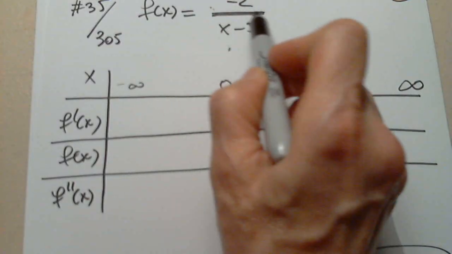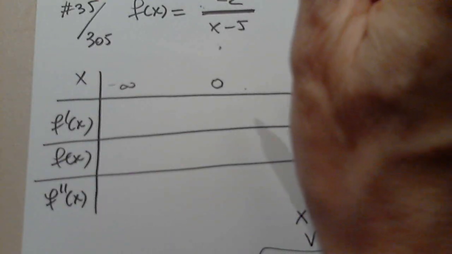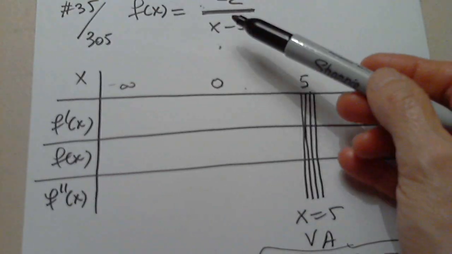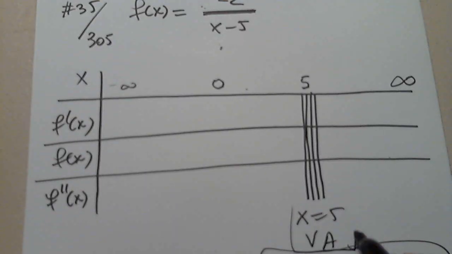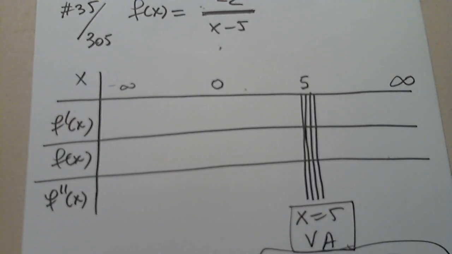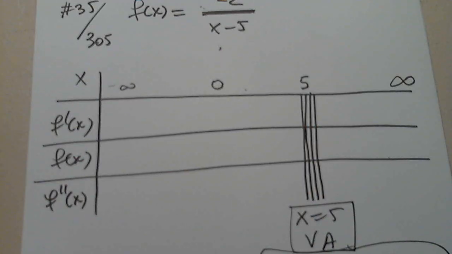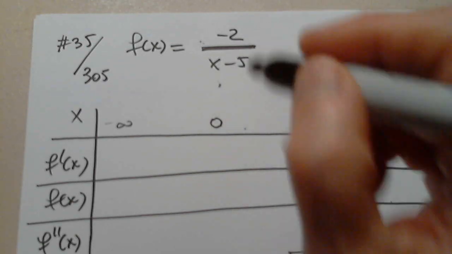So for a rational function, which is a ratio of two polynomials, if the denominator is 0 at a point, like x equals 5 in this case, and this factor cannot be simplified, this is guaranteed to be a VA. If it can be simplified, it's a hole in the graph. But that's not the case here. Now, I have to plug in 0. When I plug in 0, I get 2 over 5.